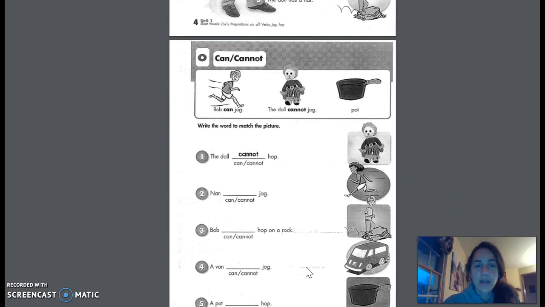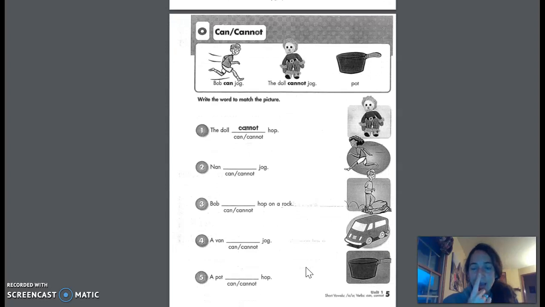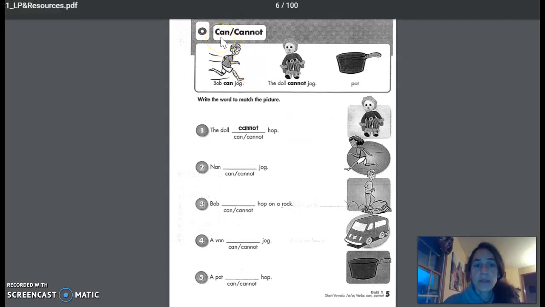Our next page has my A, and my O, A sounds together. I have can, como si se puede. Cannot, no se puede. Bob can jog. The doll cannot jog.